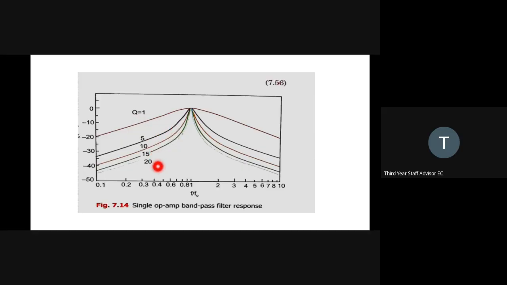Based on quality factor, if the quality factor is greater than 10, then the filter is called a narrow bandpass filter. You can see here the quality factor value 10. Then the filter response is like this. What is its meaning? The filter will pass between these two frequencies.